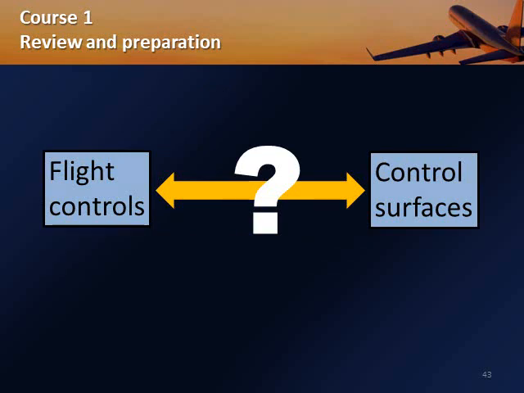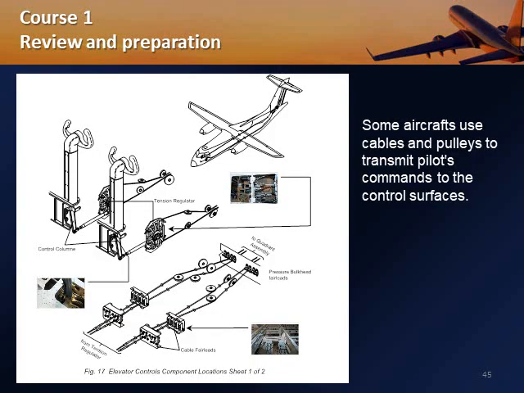So there are flight controls and there are control surfaces. Flight controls are inside the cockpit, control surfaces are outside the aircraft. So what's between the two? It has to be something that connects them: linkage. We'll see there are different types of linkages, and some are mechanical, some are electrical. We're going to see that a little bit more.